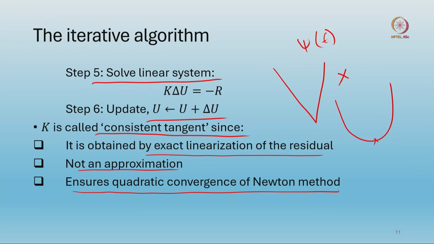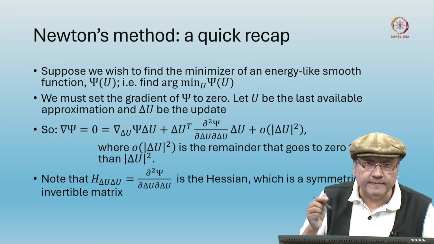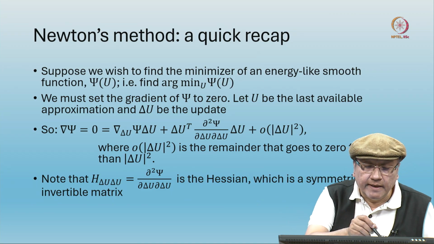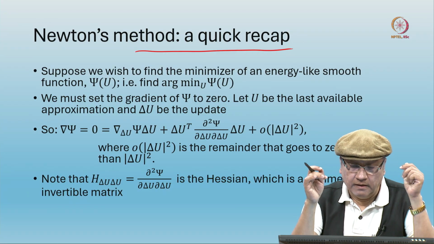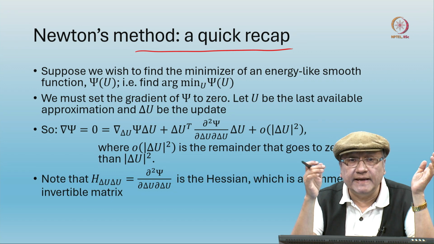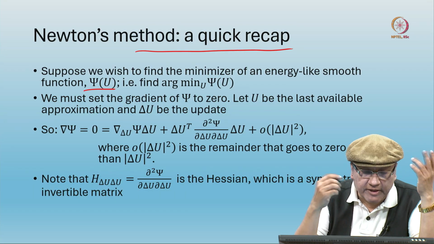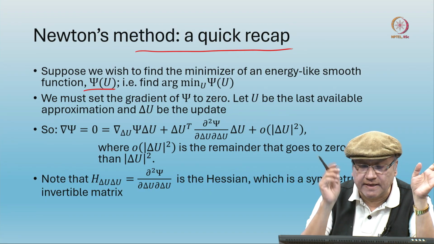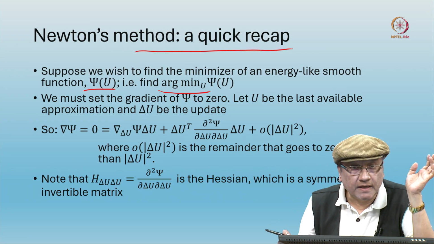That is why finite element method converges quite fast even for nonlinear elasticity problems, right. Because we have been talking of Newton's Hessian based method, that is the Newton-Raphson method, a quick recap will help you to understand it even better. So suppose we wish to find the minimizer of an energy like function, which is basically psi u for our case. So our objective is to find that u which minimizes psi u, that means arg min over u of psi u.